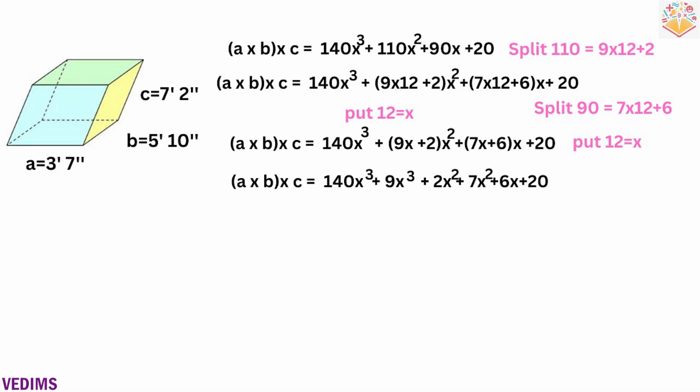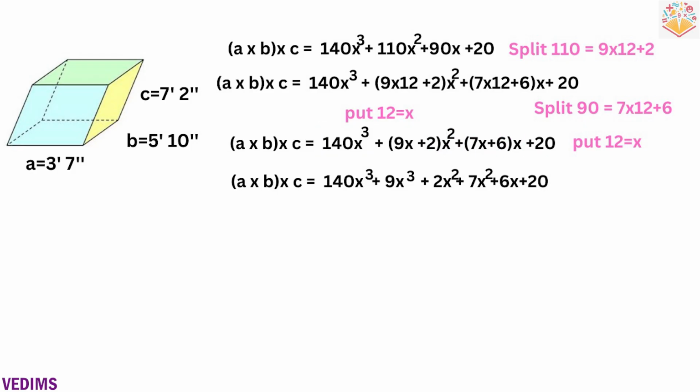Now let us rewrite it as A into B into C is equal to 140x cube plus 2 into 9 into 12 plus 2 into x square. Similarly, split 90 as 7 into 12. 12 7s are 84 plus 6 becomes 90, and x plus 20. Now, wherever 12 is there, we will put x and rewrite it as 140x cube plus 9x plus 2 into x square, 7x plus 6 into x plus 20.